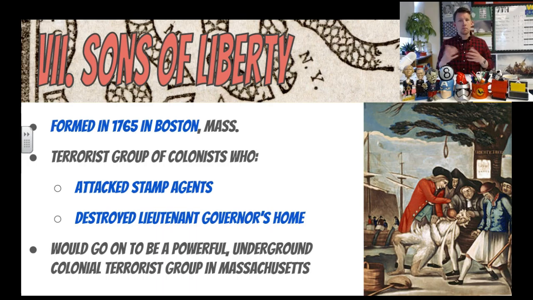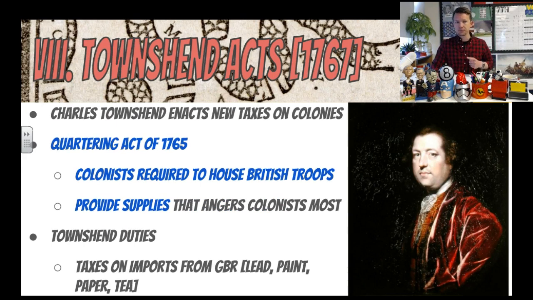And this group, in protest of the new taxes, began to go out and attack the stamp agents, the guys whose job it was to make sure you had stamps on your pieces of paper. And they also end up destroying the lieutenant governor's house. And so, if you think of it, to some degree, they're almost like terrorists. They're out roaming the countryside, taking over places and causing fear in a lot of these workers for the British Crown.